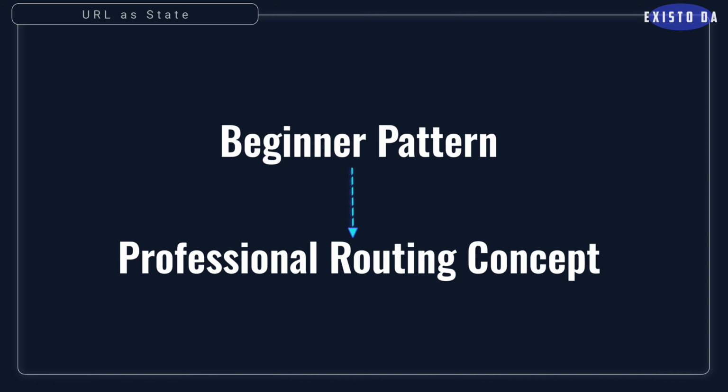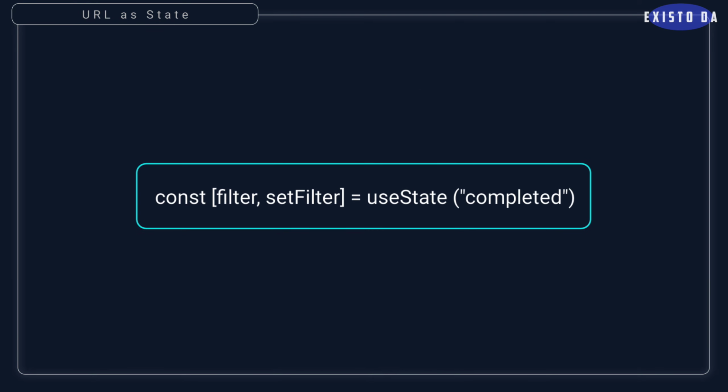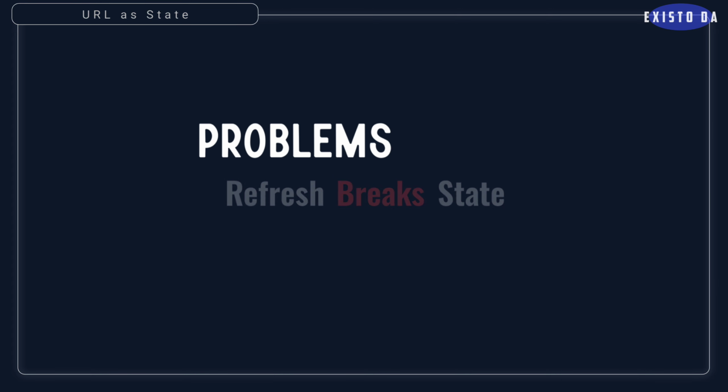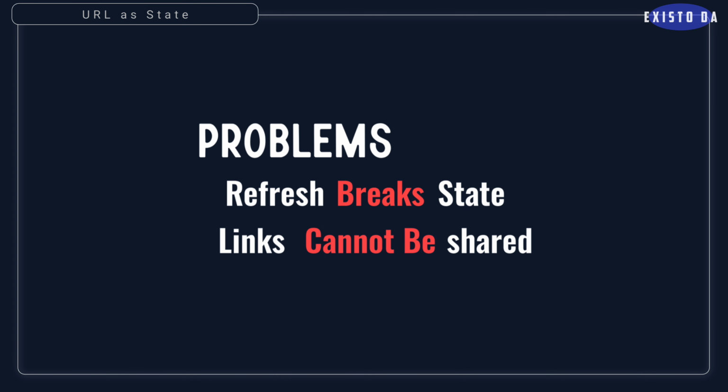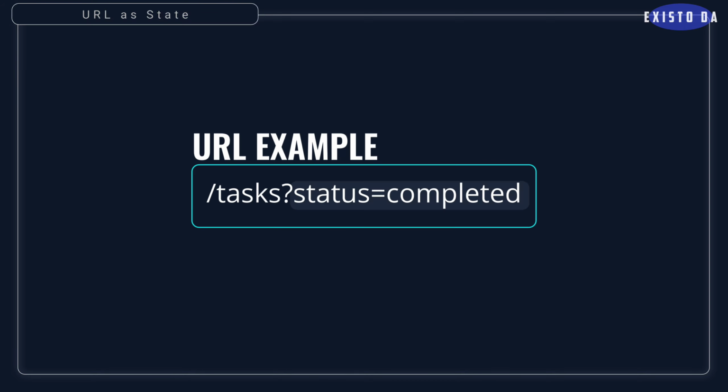Now let's talk about a professional routing concept. Many developers store filters using React state. It works, but it has problems. Like, refresh breaks state, and links cannot be shared. The reason is the filter lives only inside React. Professional apps store navigation state in the URL. The URL itself stores the filter.